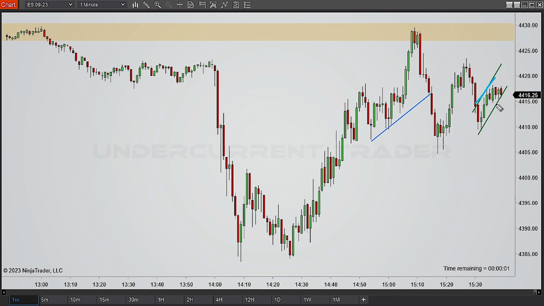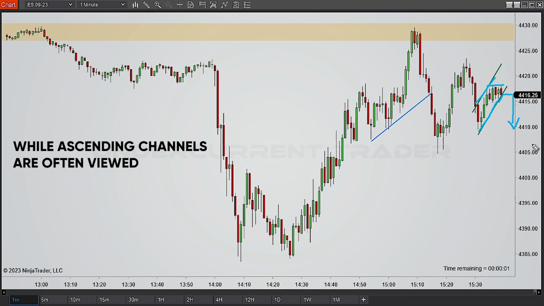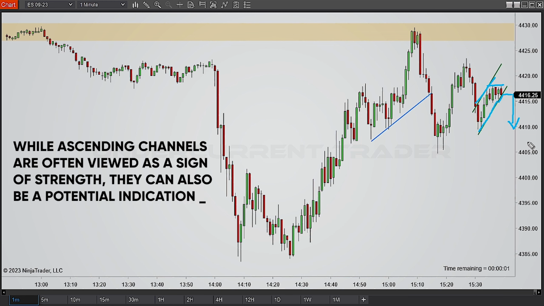At the same time, my plan is to enter the market short only if the price breaks below the 44.16 support level of the channel. This drop in price and subsequent breach of the channel support may be seen, I think, as a bearish signal for the short term, since I do think it indicates that there is enough selling pressure to keep the price from rising any further. Keep in mind, guys, that while ascending channels are often perceived as a sign of strength, they can also be a potential indication of weakness.